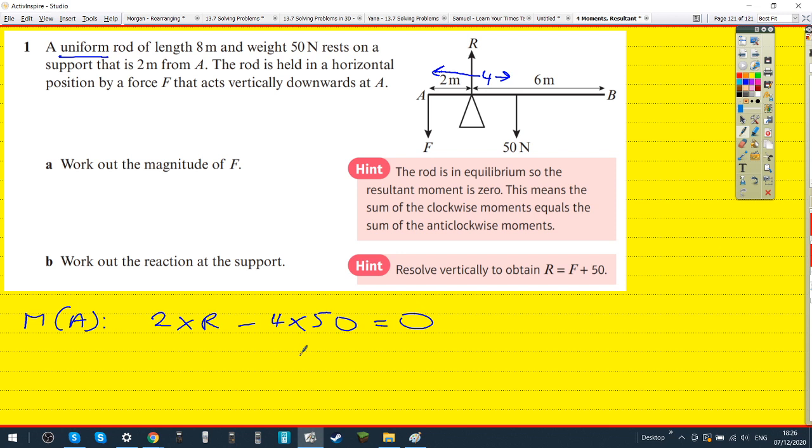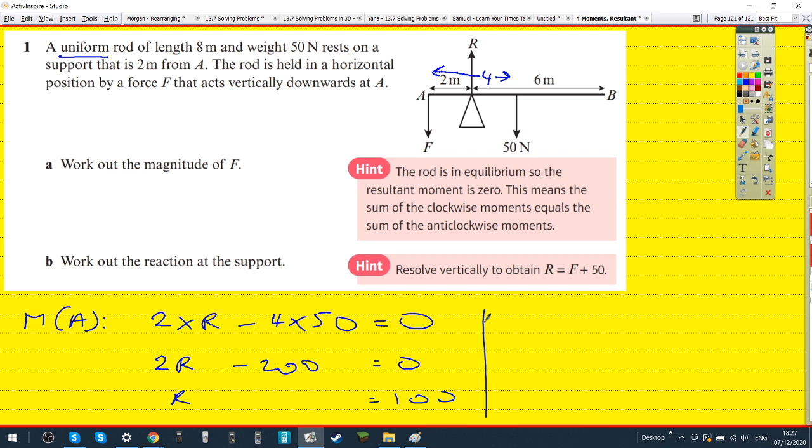So do I now need to do like 2r minus 200 equals 0, and so 2r equals 200, r equals 100. Yeah, so R is 100. Use that to find the magnitude of F. Do I need to do 2 times 100 or? No.